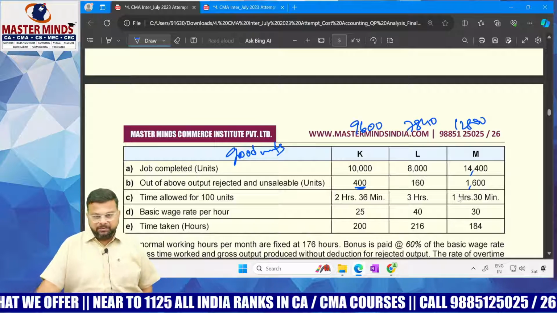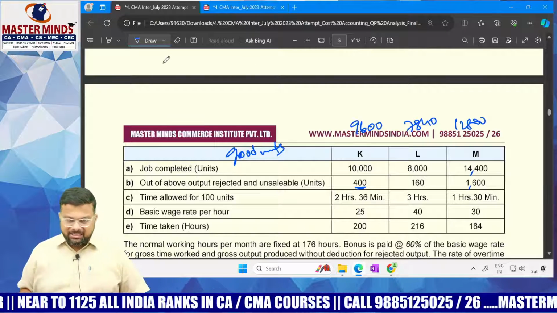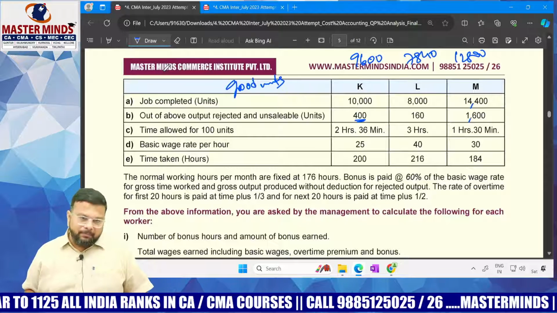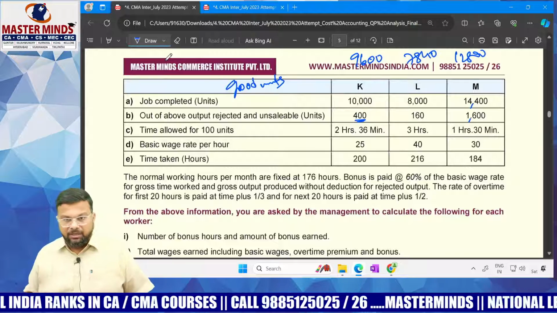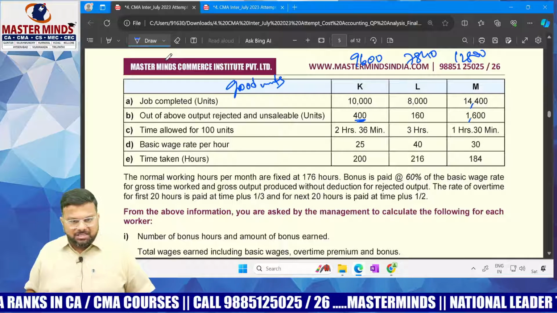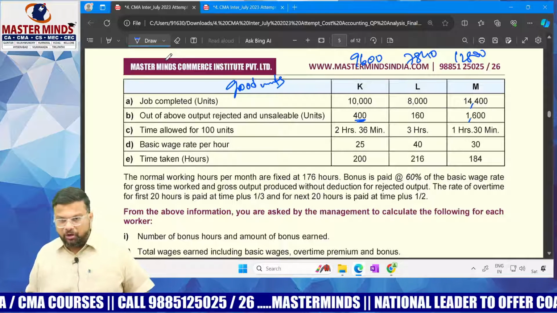Time allowed for 100 units is given. That means standard time is given for 100 units. Basic wage rate per hour is given. Time taken is given. The normal working hours per month are fixed at 176 hours. This information will be helpful for calculating overtime. Bonus is paid at 60% of the basic wage rate for gross time worked and gross output produced without deduction of rejected output.